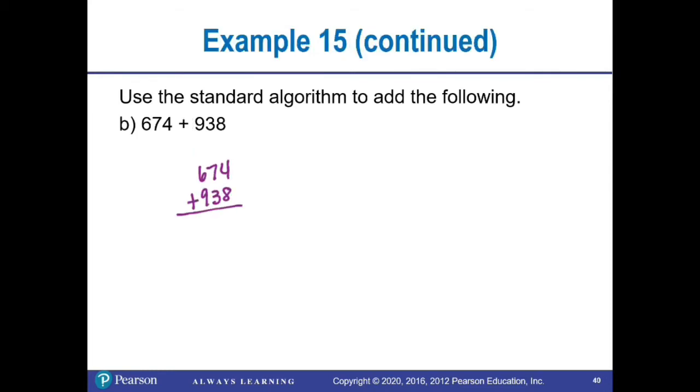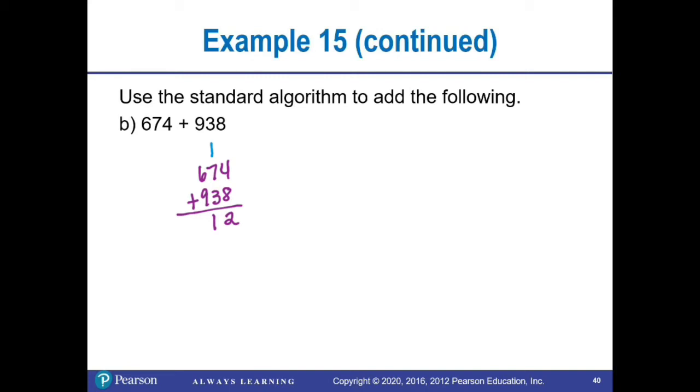Here we have 674 plus 938. Again, we're going to use the standard algorithm, and notice that I'm going to use the words trade or regroup rather than the term carry. 4 plus 8 is 12, so I trade. I have 2 ones, and I add a 10 to the tens column, and add your tens column. 1 plus 7 plus 3 is 11.